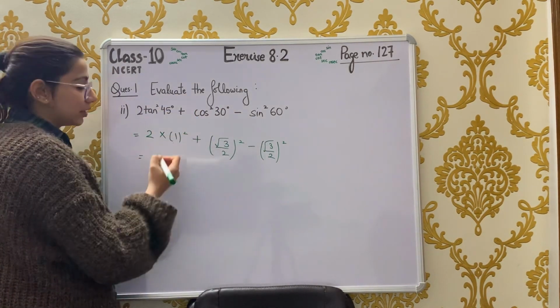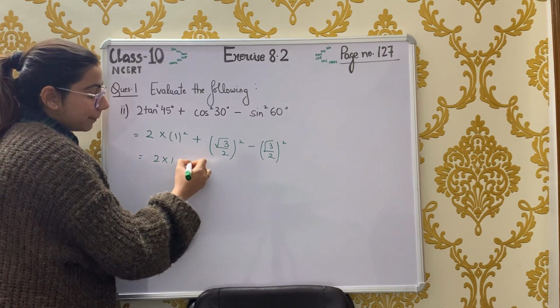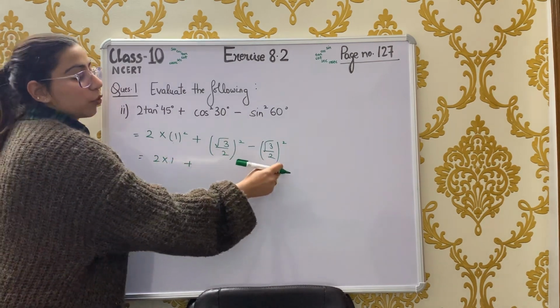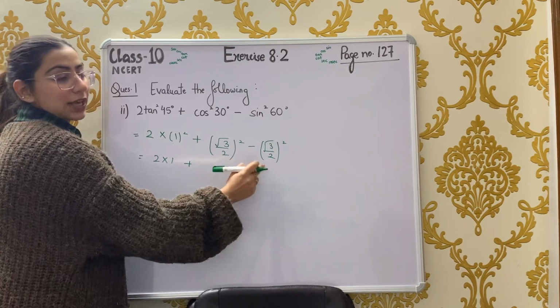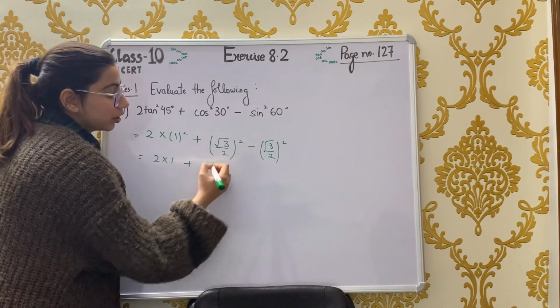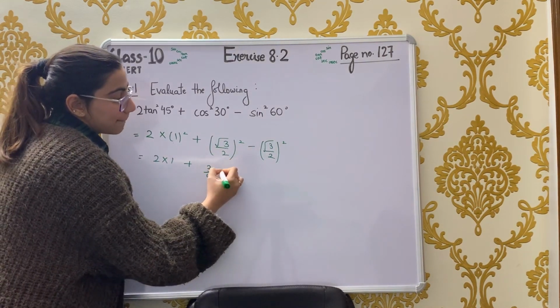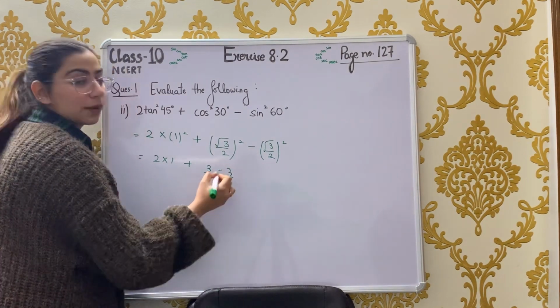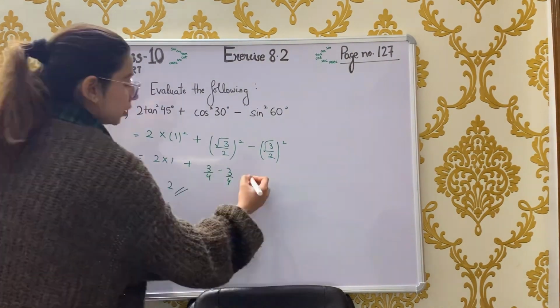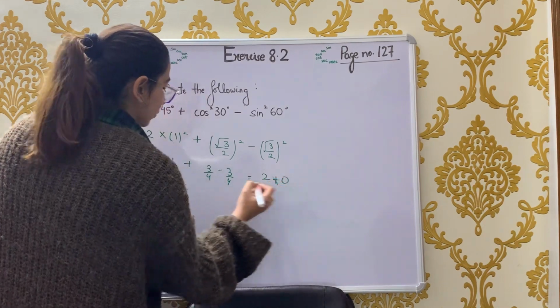So all the terms need to be squared because we are given tan square, cos square and sin square. Now square of 1 is 1 only. So 2 into 1 plus, now we see that these both are same terms with opposite signs. So these both will get cancelled. So this would be 3 by 4 minus 3 by 4. So these will cancel and this is going to be 2 plus 0. And it's going to give us 2.